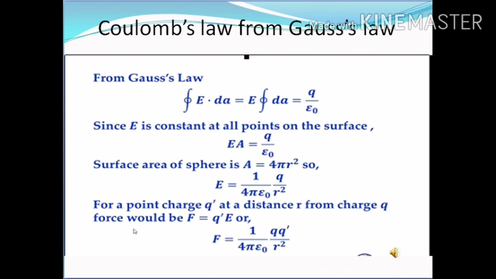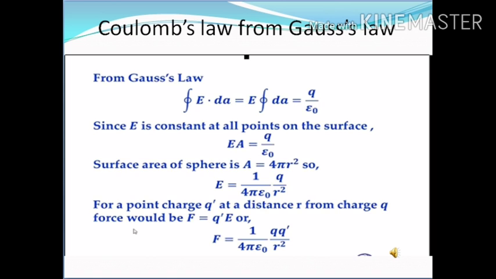Now students, we are going to derive Coulomb's law from Gauss's law. In order to derive Coulomb's law from Gauss's law, again we consider an isolated point charge q lying at O. The electric field due to this point charge is radial everywhere, and its magnitude is the same at all the points lying at the same distance from it. To find the electric field intensity at any point P at a distance r from the charge q, we have to draw a Gaussian surface.